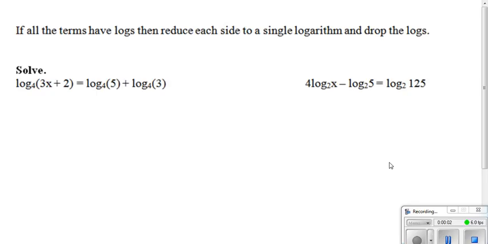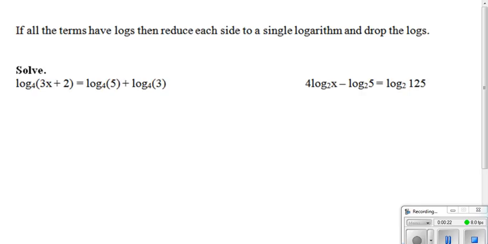Continuing on with our 10.3 lesson, we have some more examples to go through of how to solve logarithmic expressions, or say logarithmic equations. So in this case it says if all the terms have logs, then reduce each side to a single log, and we can just drop the logs out. And again, if that sounds a little confusing, I'll show you what we mean here.